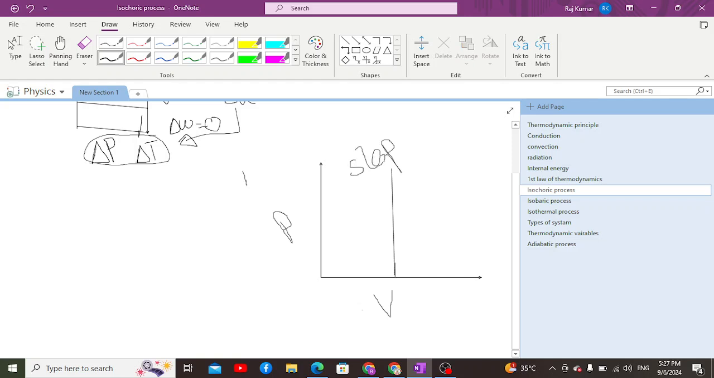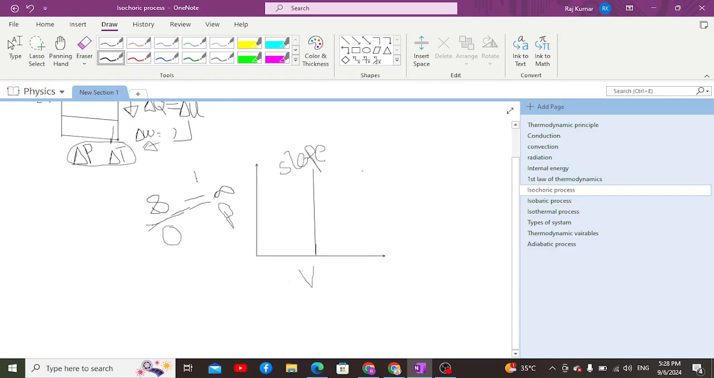On the other side, if we talk about the slope of the graph at isochoric condition, the slope is infinity, because we know the slope is equal to y2 minus y1 over x2 minus x1. Since x is constant, the denominator is 0, so whatever value is in the numerator, the slope turns into infinity. Right?